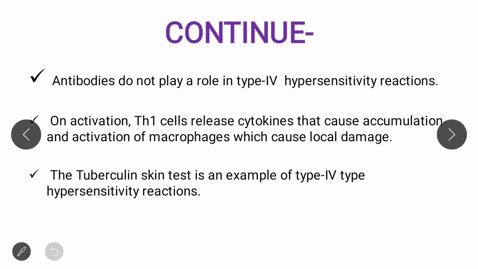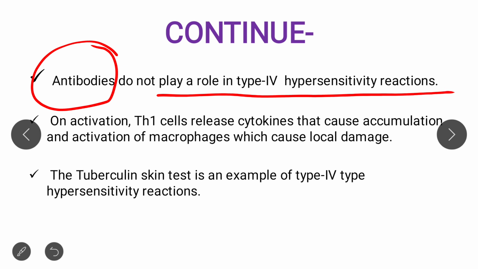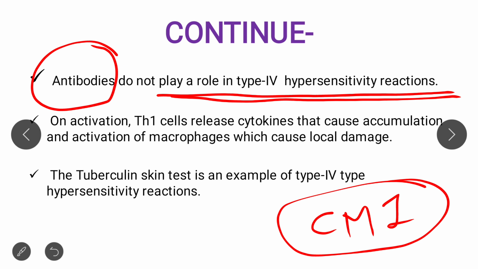Clear? Next slide. As I already mentioned, antibodies or immunoglobulin do not play any role in type 4 hypersensitivity reaction. So please remember this. Type 4 hypersensitivity reaction is basically mediated by CMI. What is CMI? CMI is cell mediated immunity. Clear? Next, I already mentioned that TH1 plays a very important role. And what is TH1? You will find it in my previous lecture of cell mediated immunity, so you can watch there.